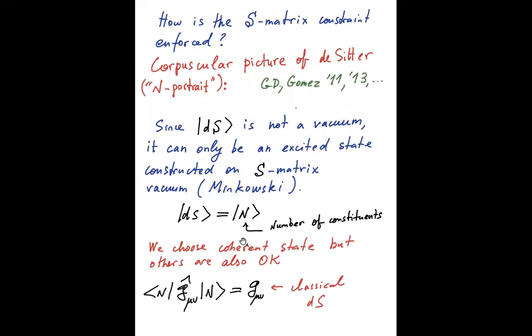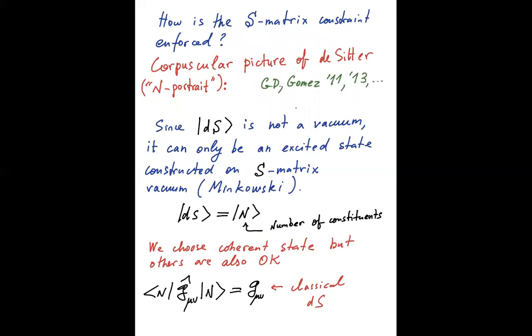Okay. So now the question is, there are two questions: what to do? So this S-matrix tells us that de Sitter we cannot treat as a vacuum. Period. So there are two questions. First, what to do? How to treat de Sitter? And secondly, how is the S-matrix constraint enforced microscopically?